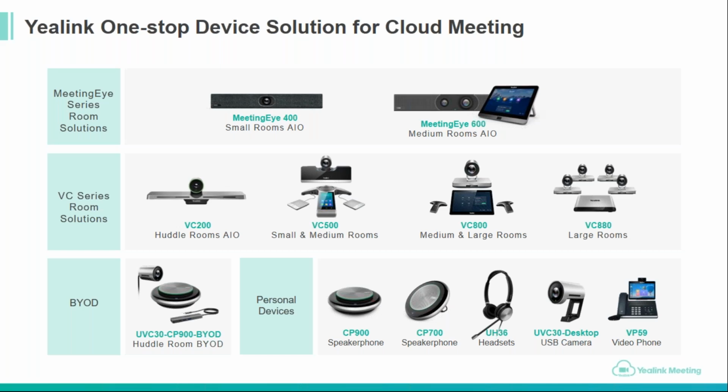CB900, BYOD. For personal room solutions, there are two series we offer, the VC series and the Meeting I series, which include two models now and later will be extended to four models. These room solutions fit all different kinds of meeting rooms. Later we will give more slides with details of the meeting room devices.